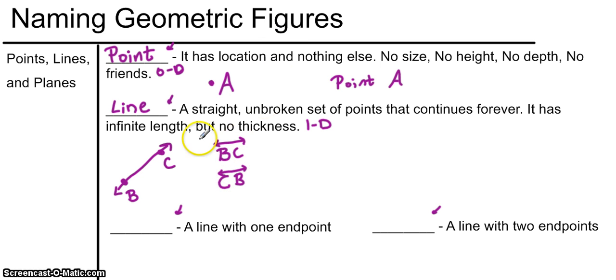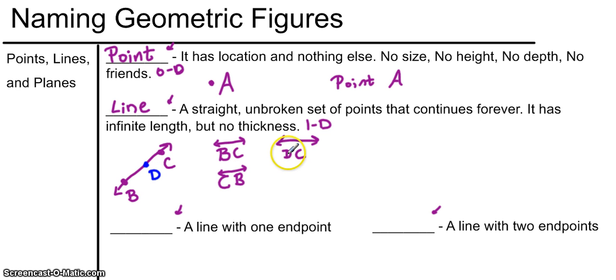Now, what would happen if I added another point somewhere in between B and C? Let's call it point D. Am I allowed to call this line DC? Can I use DC instead of BC? Pause the video here and predict whether I'm allowed to use line DC to refer to this line right here. Hopefully you've made your prediction.